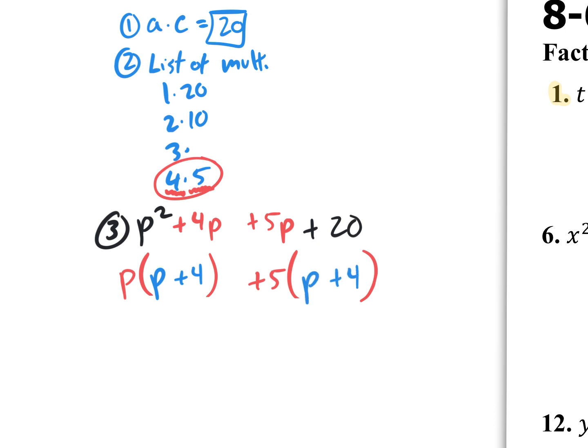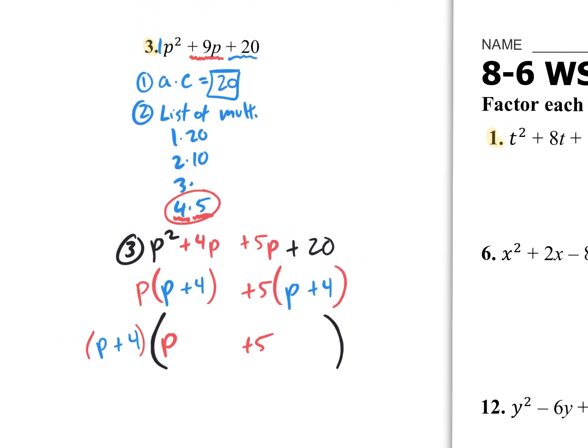P plus 4 also. That's a good thing, because now we could factor out that common binomial, that blue p plus 4. And what would be left over in the exaggerated parentheses? A p plus 5. And ladies and gentlemen, there is your answer. But all you got to do is write it with the correct size parentheses. So the answer to number 3 would be p plus 4 times p plus 5.